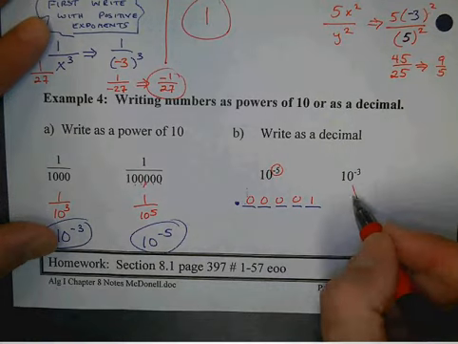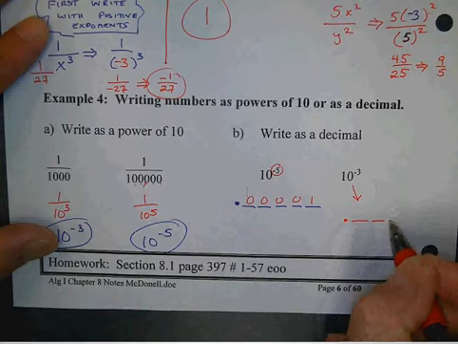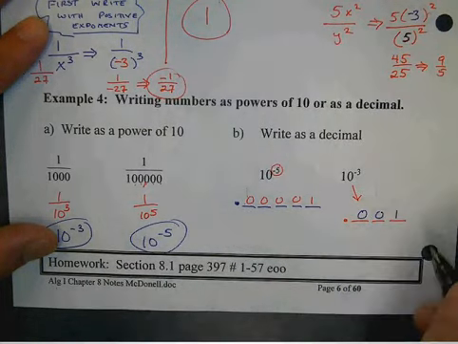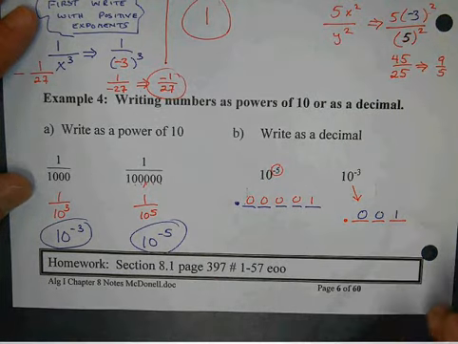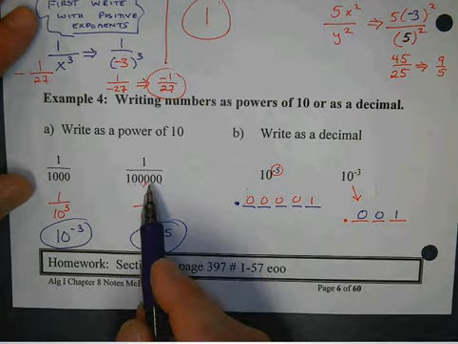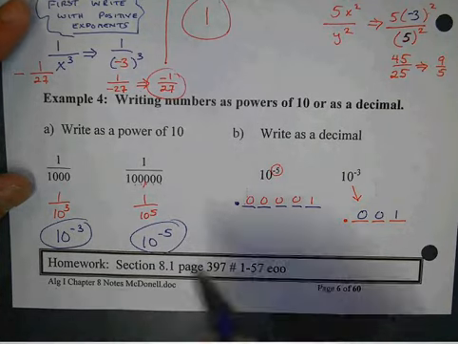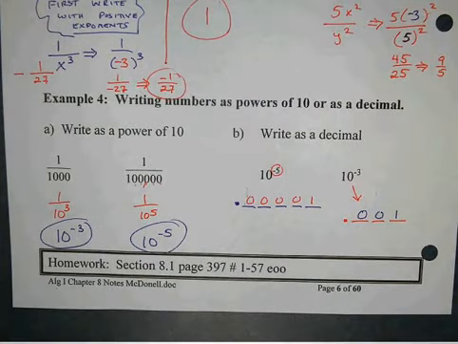So how many decimal places does 10 to the negative 3 have? 1, 2, 3. And what do I plug in? 0, 0, 1. Well, yeah. Because it's 1 over that. If it was a different number, like 22, well, that's scientific notation, and we'll get to that later. Right now, it's just 10 to a power. That's what I want to focus on.